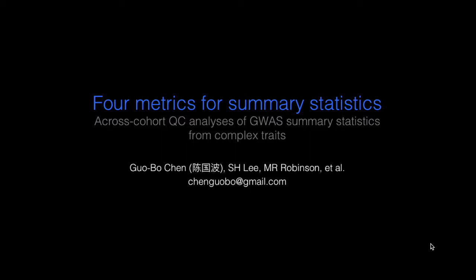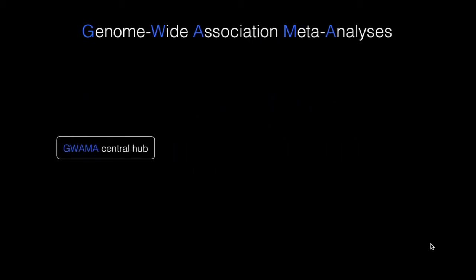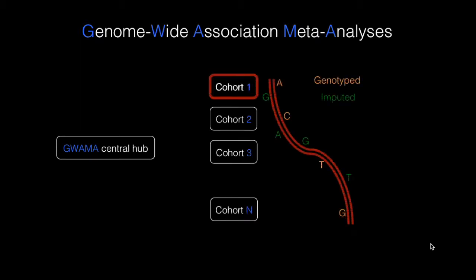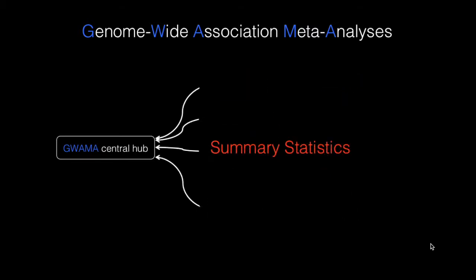Let's look at the experimental design of a GWAS first. In GWAS, there is a central hub. Each cohort conducts GWAS and sends the summary statistics to the central hub. So actually, the GWAS central hub only receives the summary statistics from the cohorts. The risk for GWAS is garbage in, garbage out. So how well a central hub can test the quality of summary statistics is crucial for the success of a GWAS.